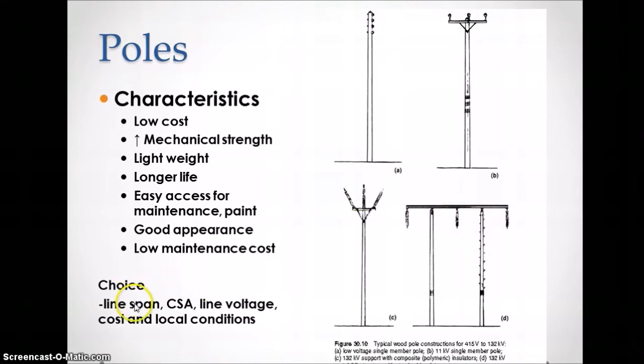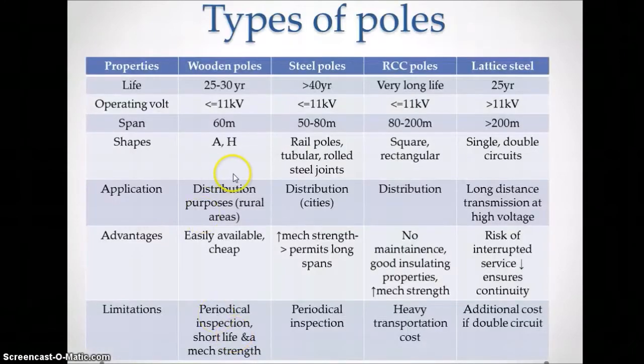So the choice of pole depends upon the span of the line, that is the length of the line, cross-sectional area of the conductor, line voltage, cost, and local conditions. We can have these pole structures as wooden pole, steel pole, RCC pole, lattice pole. This table gives the comparison of these poles based on light, operating voltage, span, shape, application, and advantages and disadvantages. Based on the requirements, we can choose what type of pole structure we can go for.